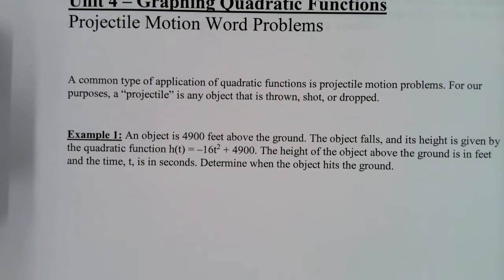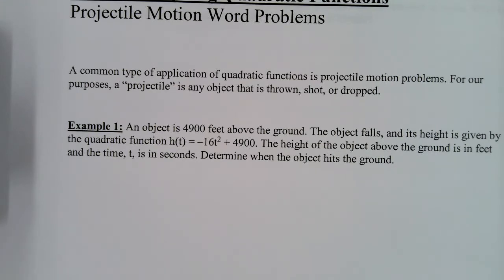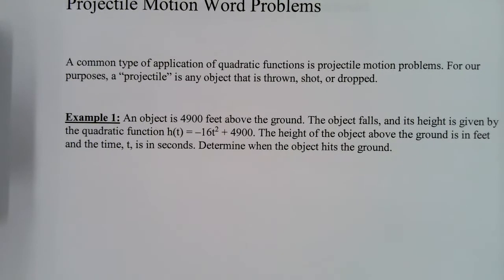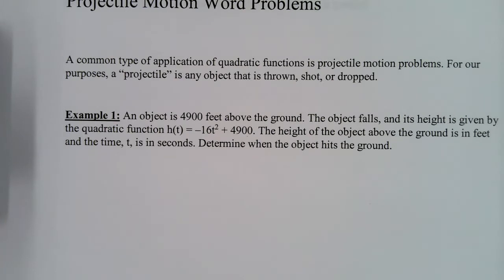Okay, so example 1. An object is 4,900 feet above the ground. The object falls, and its height is given by this quadratic function, h of t equals negative 16t squared plus 4,900. The height of the object above the ground is in feet, and the time t is in seconds. Determine when the object hits the ground.